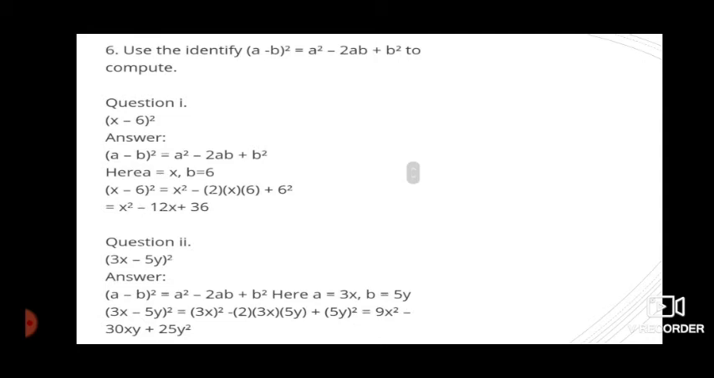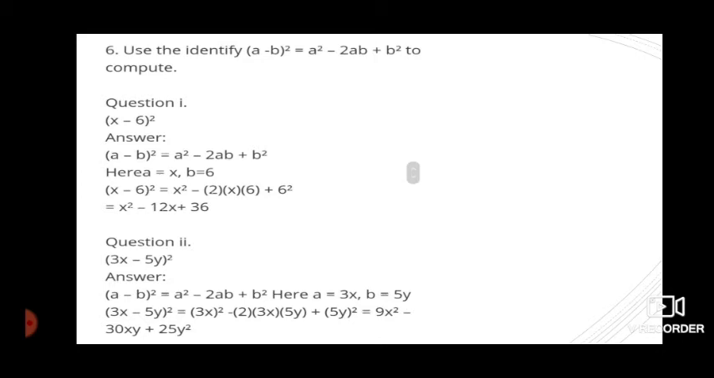Next, question number 2. (3x minus 5y) whole square. Here also it is looking like (a minus b) whole square. So apply the formula a square. Here a is 3x. So (3x) whole square, minus 2ab means 2 into a, 3x, into b, 5y, plus b square, (5y) whole square. Now (3x) square means square is applicable for both 3 and x. So whenever we apply that square, 3 square means 9x square.